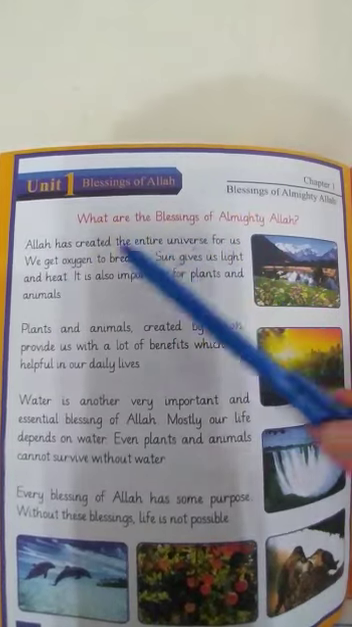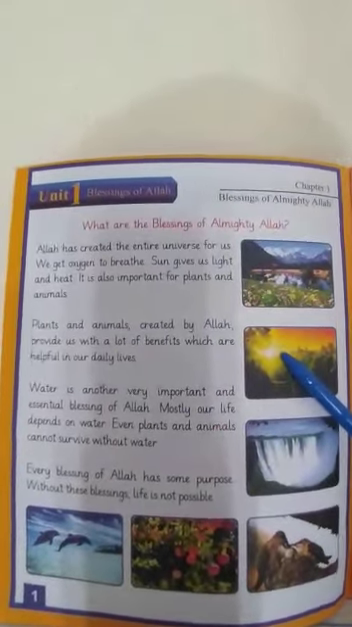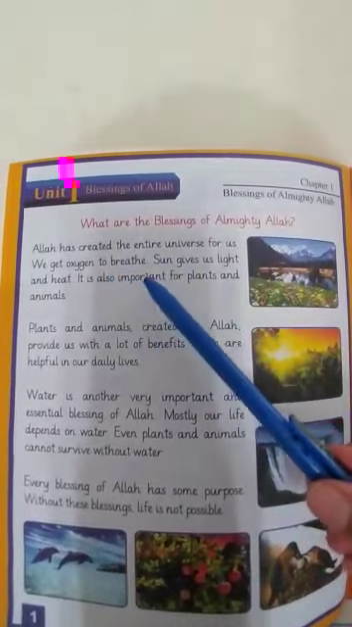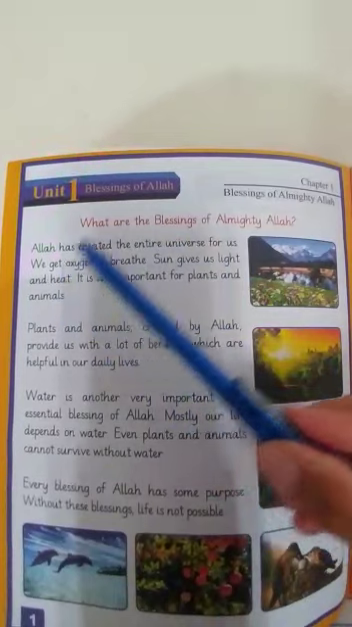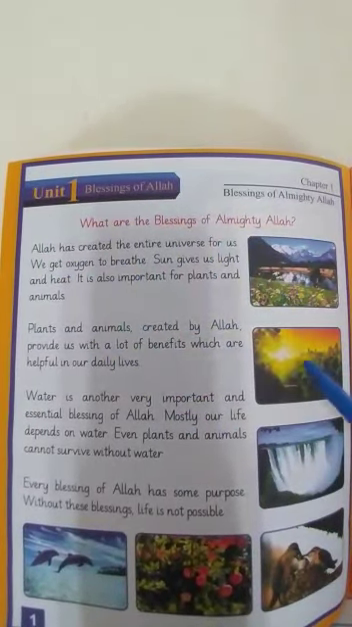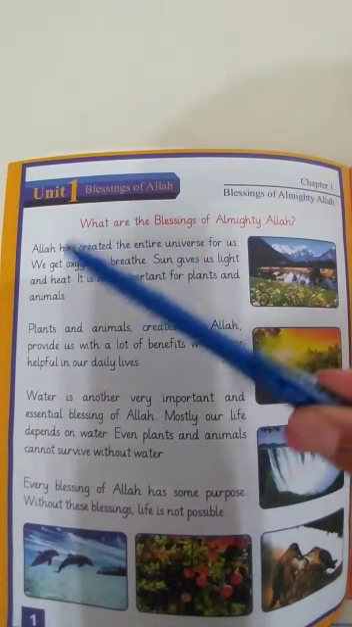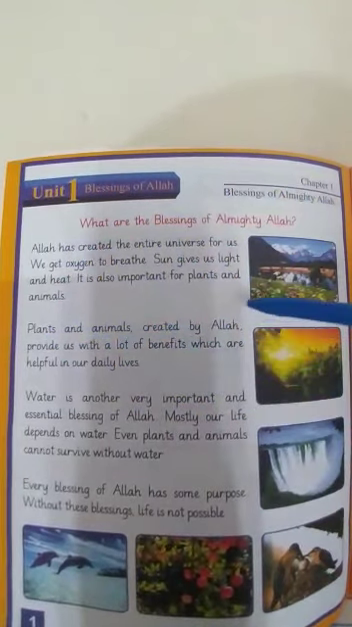Sun gives us light and heat. Look at the picture of sun. It gives us light and heat. It is also important for plants and animals. It is also important for plants because plants are making their food in the presence of sunlight. This is very important for plants, and also very important for animals.